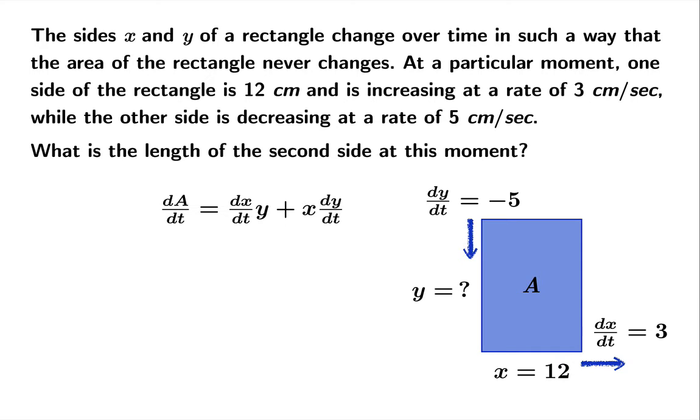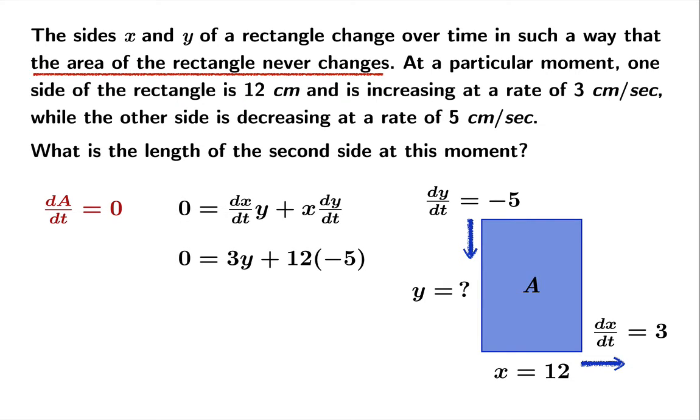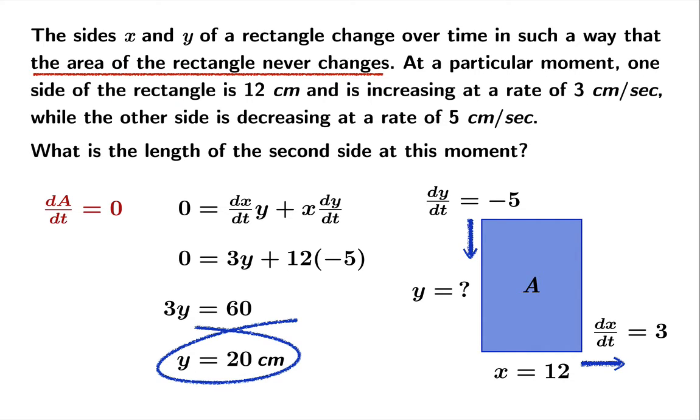Now, an important clue to this problem is the area of the rectangle never changes. That is to say, dA/dt is always equal to 0. So we can substitute that into the left side of our equation here. Now, if we substitute all the information we know about this moment, we find only y is left, and that's in fact what we want to solve for. And we find that y is equal to 20, and we put in our units. So the missing length is 20 centimeters at that moment.